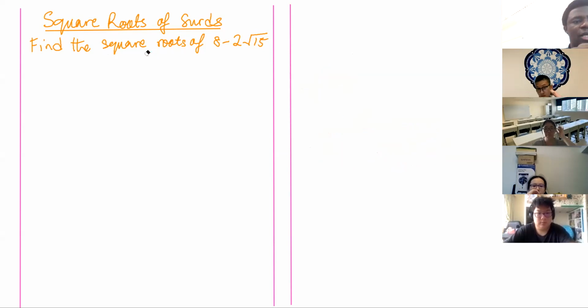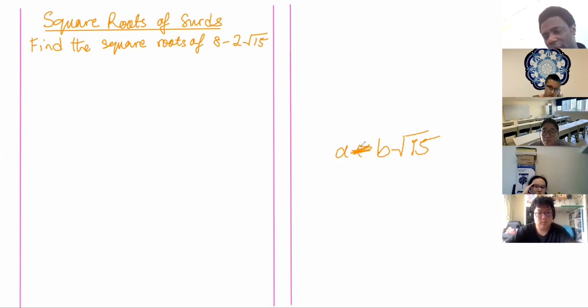So the first thing we normally do is to assume the square root is in the form of what you are looking at, with root 15. Because it has minus, I will use minus, but I'm allowed to use plus too. So I'm going to say the square root is in this form. Why am I thinking in that line?